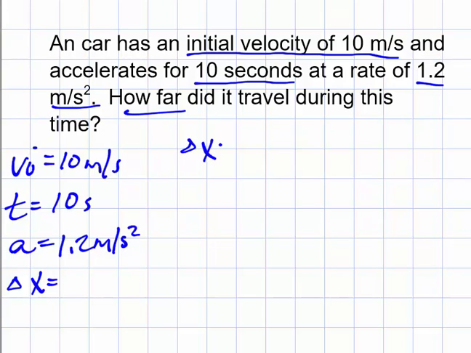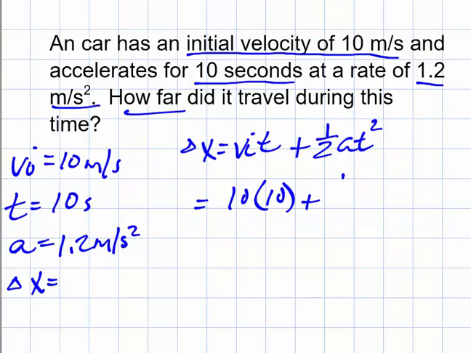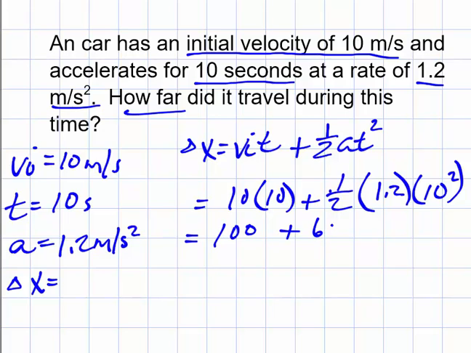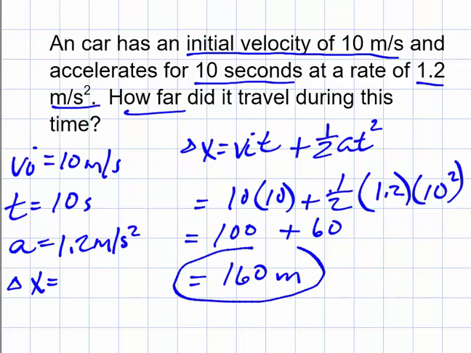So my delta x is equal to initial velocity times time plus 1/2 acceleration times time squared. So my initial velocity is 10 and my time is 10, plus 1/2, my acceleration is 1.2 and my time is 10 squared. So now it's just doing the math. This is 100 plus 60, 160 meters. So this car traveled 160 meters in 10 seconds. Why? Because it's accelerating at 1.2 meters per second squared.